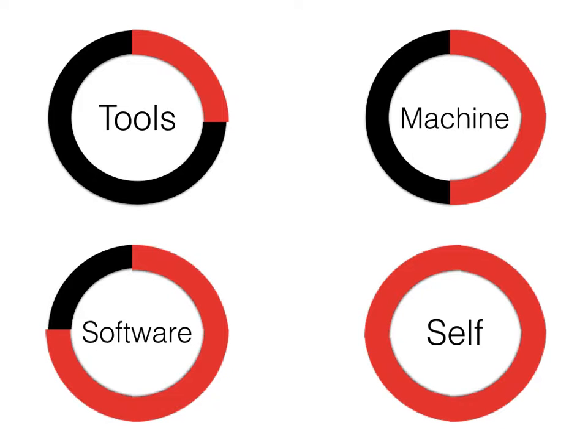Human interaction with technology and the environment has been grouped by Danielle Reed, a user interface designer, into 4 ages of time: the age of tools, the age of the machine, the age of software, and the age of self.